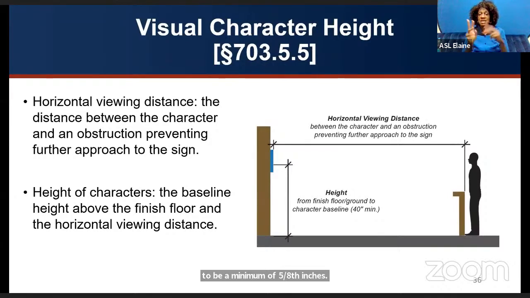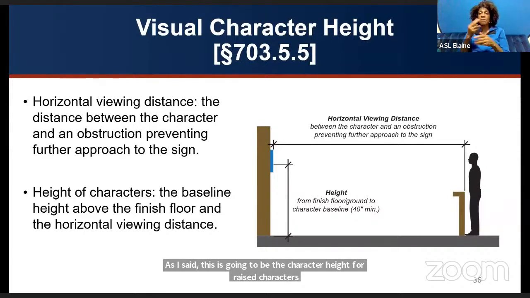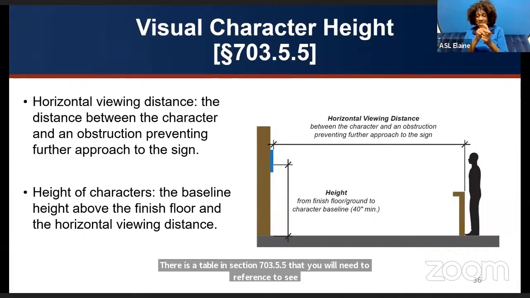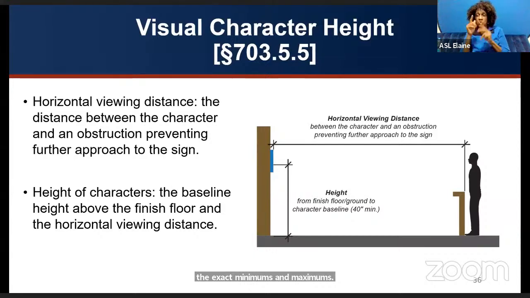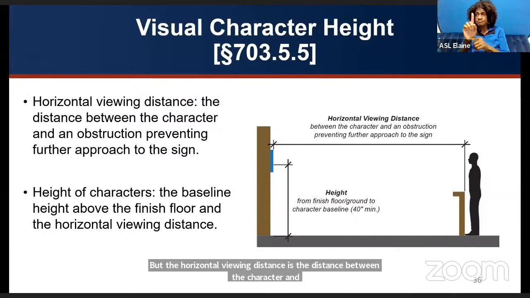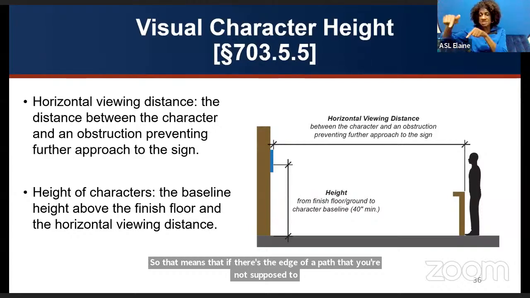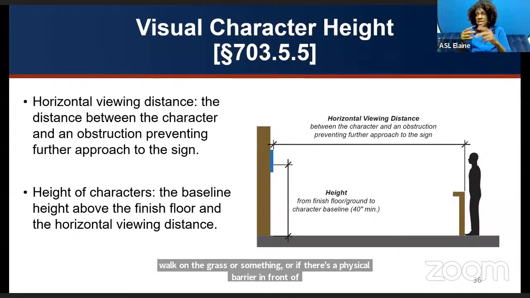So visual character height, 703.5.5. As I said, the character height is going to be based on both the horizontal viewing distance and the height of the characters above the finished floor. There is a table in section 703.5.5 that you will need to reference to see the exact minimums and maximums. But the horizontal viewing distance is the distance between the character and an obstruction preventing further approach to the sign. So that means that if there's the edge of a path that you're not supposed to walk on the grass or something, or if there's a physical barrier in front of you that prevents you from getting closer to the sign, that's going to be how the horizontal viewing distance is measured.